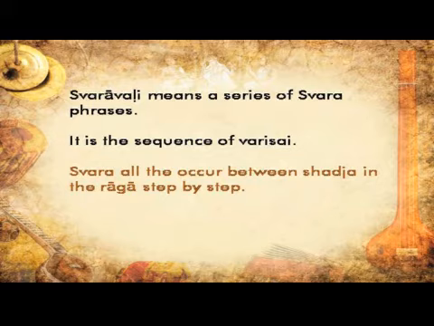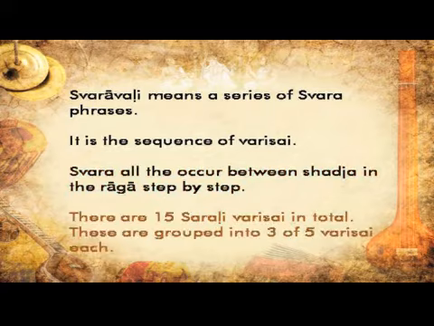They have been composed in such a way that a student acquires the knowledge of all the intervals that occur between Shadja and the other swaras present in the raga step by step. There are 15 Sarali Varisais in total. These are grouped into 3 or 5 varisai each. Now, let us analyze each of the 15 varisais in detail.